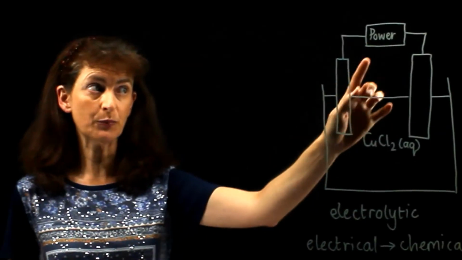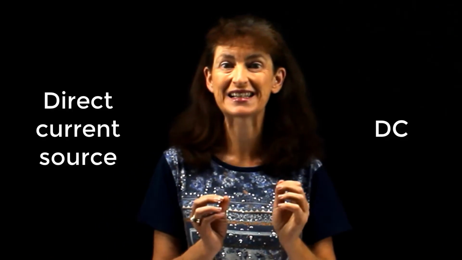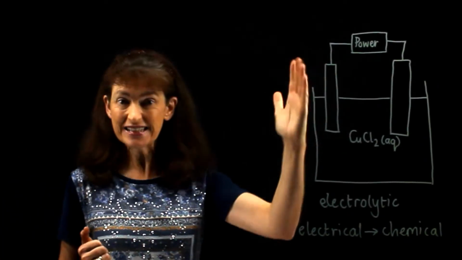To remind yourself about how the copper chloride electrolytic cell works, click on that link over there. Now we know that this power source has to be a direct current power source, DC, not AC. Why? Because this DC current source would cause the two electrodes to become oppositely charged and keep that charge. So one electrode would become positively charged and stay positively charged, and the other negatively charged.